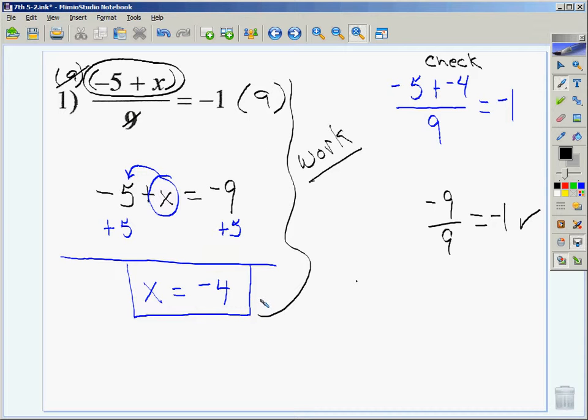Questions about this first example? Can I go to the next page, or are we still copying? Good? No good?